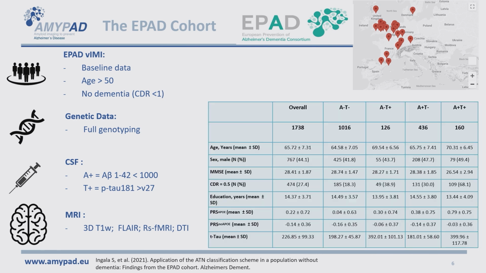Just to give you an overview of the cohort, these are the numbers. Overall, we had 1,700 participants, and this is also stratified by AT stages, which means whether they had amyloid or tau. But just to highlight a couple of things, the mean age was around 65, and you can see the MMSE was around 28, and the clinical dementia rating score was only 0.5 in 30%, which is a very mild cognitive impairment. So again, we're looking at non-demented individuals and trying to characterize the early stages of the disease.